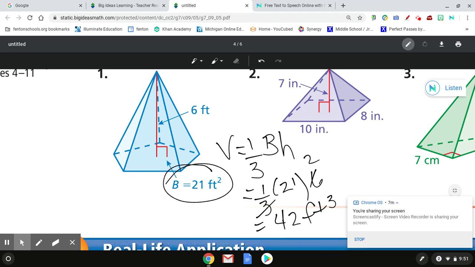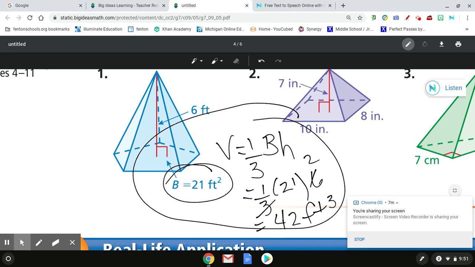Okay? So if you want to pause and take a look at what I did, that's where I'm getting all of my numbers. I just looked at the figure, plugged it into my formula, did my math, and when it's multiplication of numbers, you can multiply in any order. So I multiplied 1/3 and 6 first because those can simplify quickly, and then 21 times 2, which is 42 feet cubed. All right, so that is the practice that you guys are going to do.